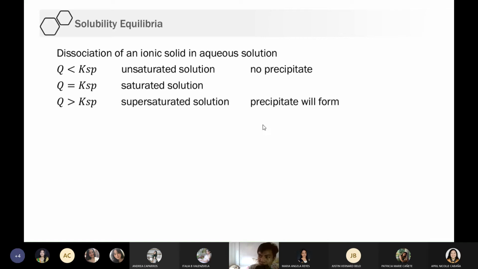Depending on its relative amount with the K. So if our Q is less than the K, that means we have unsaturated solution. So there is not enough ions needed to form the precipitates. So yun yung meaning kapag Q is less than K. Ibig sabihin, onti pa masyado ions natin, so hindi sila mag-form ng precipitates. However, if Q is equal to K, we are at saturated point. So meaning we are in the balance. Pag yung Q lumagpas sa K, dun na tayo mag-start mag-form ng precipitate, because we have supersaturated solution.